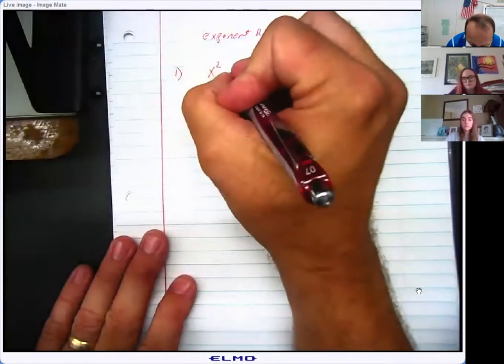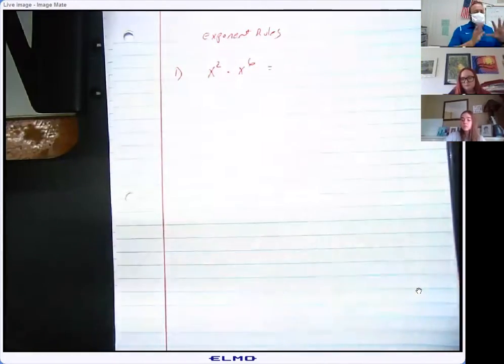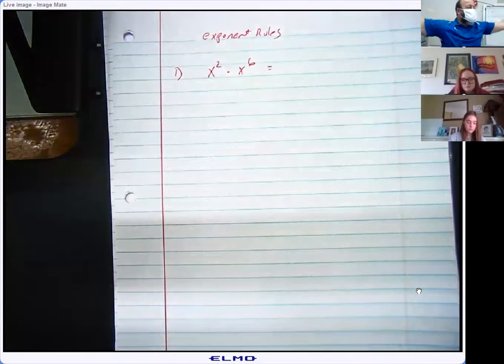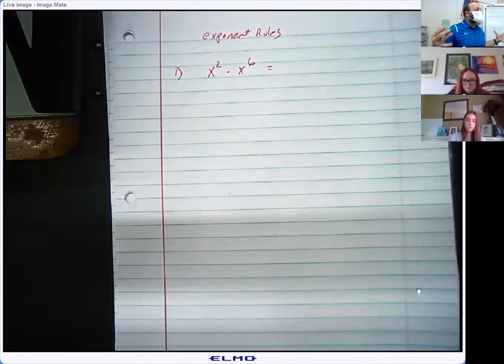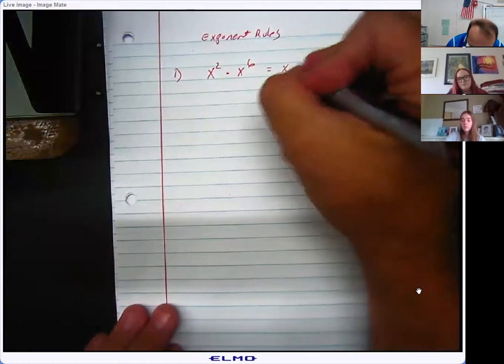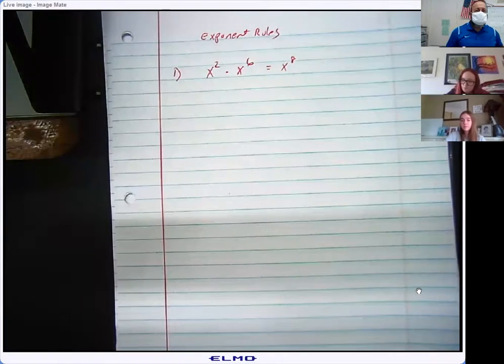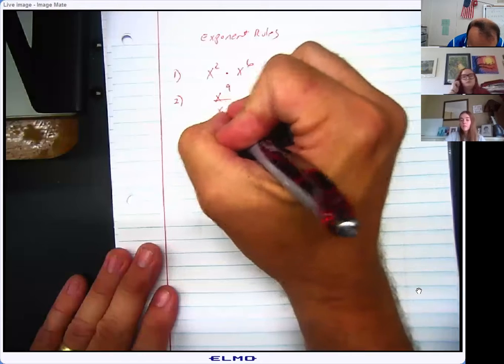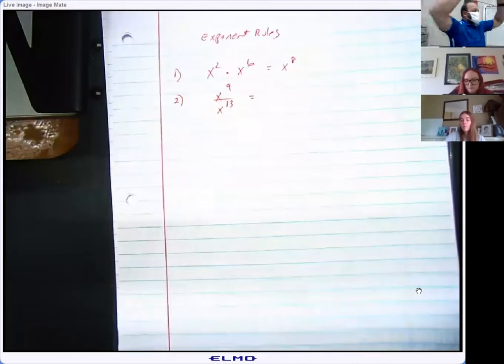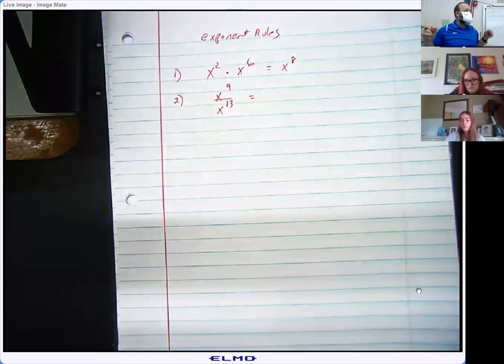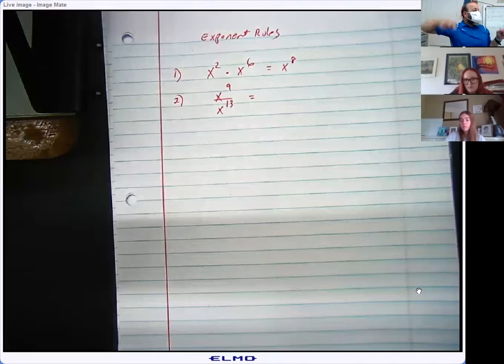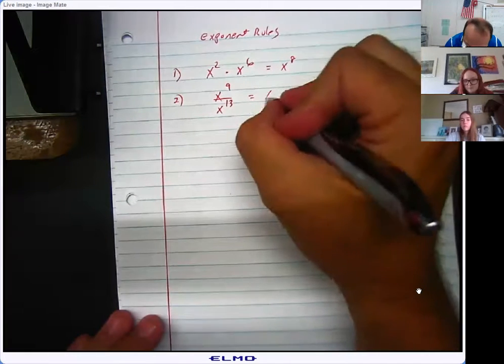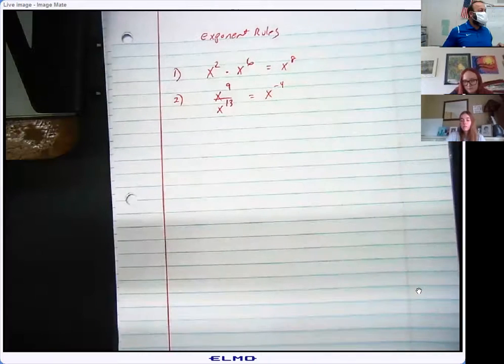So as a quick little reminder, I'm going to start super easy, and then I'm going to make it a little more obnoxious to demonstrate my points. What's the rule if you multiply things with the same base? You add the exponents. Exactly right. That's not a big deal. The second rule, how about x to the 9th over x to the 13th? What is the rule when you divide two things that have the same base? You subtract. Well, that would mean that it's x to the minus 4, isn't it?